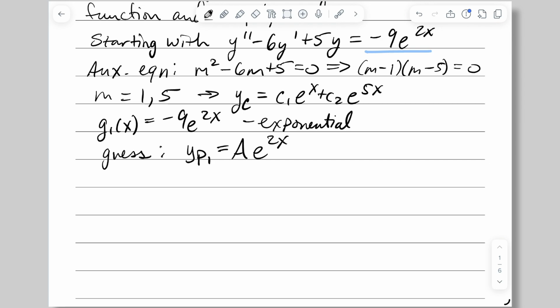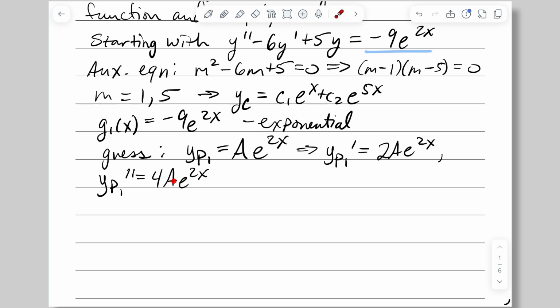We're going to call it uppercase A, and it matches the form of g1 of x. Now here's what should be, by now, a pretty familiar pattern. We have a form of solution. We're going to plug it into the differential equation and see what we end up with. If yp1 is equal to ae to the 2x, then yp1 prime is equal to 2ae to the 2x, and yp1 double prime is 4ae to the 2x.